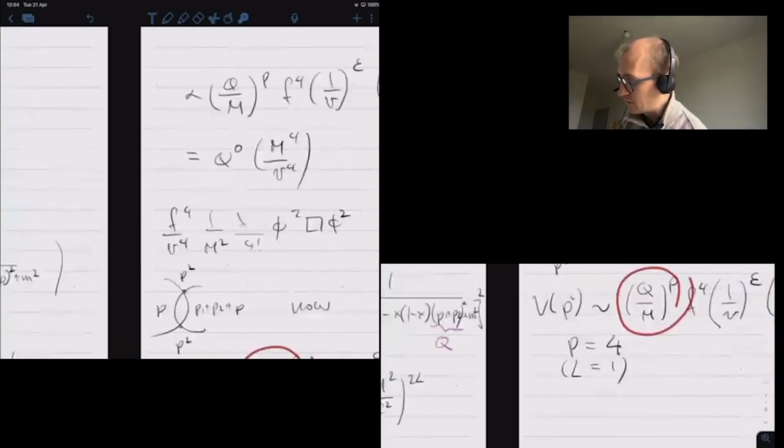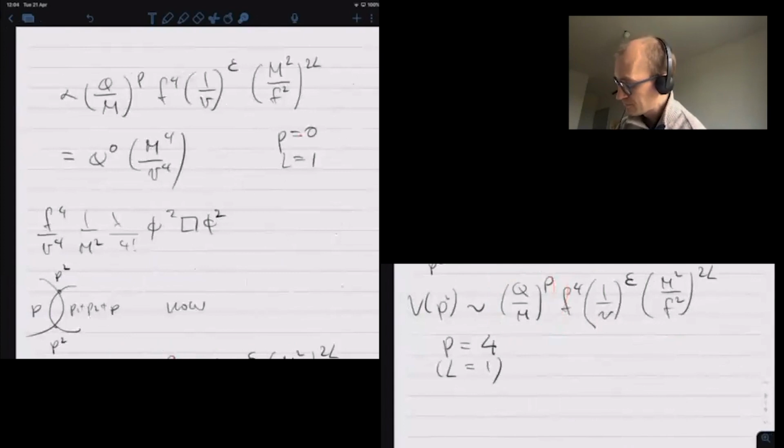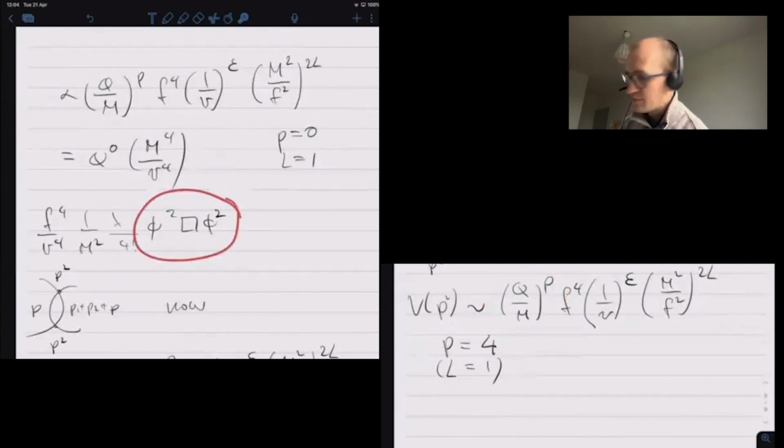And so at accuracy P equal to 2, I don't even have to think about this term. I don't even have to think about including this in my Lagrangian. However, if I do want to be at P equal to 4, then I have to put in this diagram, but I wouldn't have to put in a diagram with more numbers of derivatives.